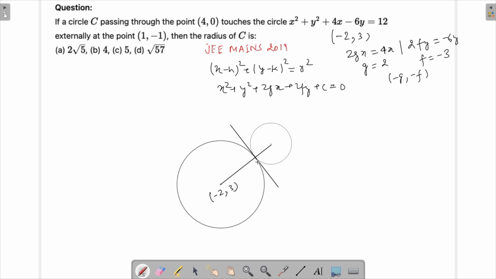Now this point is 1, minus 1, and this other point would be h, k. One thing I can say is that a line drawn through the centers will of course pass through the point 1, minus 1, so from there I can get one linear equation. Let's write that down. Let's call the centers C1 and C2 and the point of contact P. So what will be the equation of the line C1P?